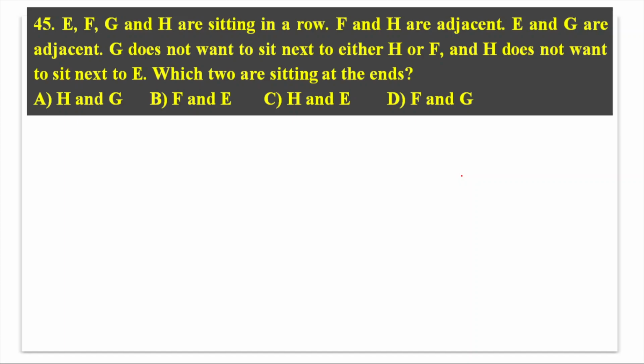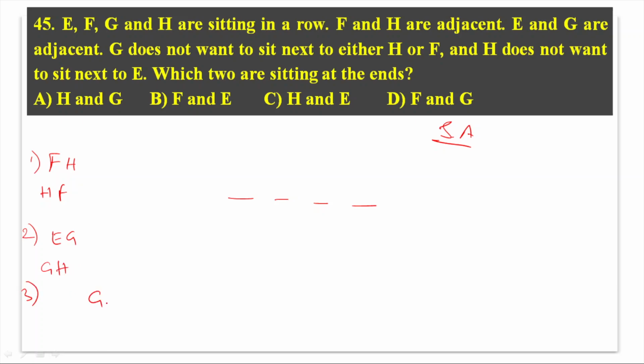Okay, this will be the next question under seating arrangement. So what is given in the question? E, F, G, H are sitting in a row. There are four persons: one, two, three, four. They are sitting in a row. F and H are adjacent to each other. This will be the one way. Or H and F are adjacent to each other. Next, second condition. E and G are adjacent to each other. This will be the second condition.